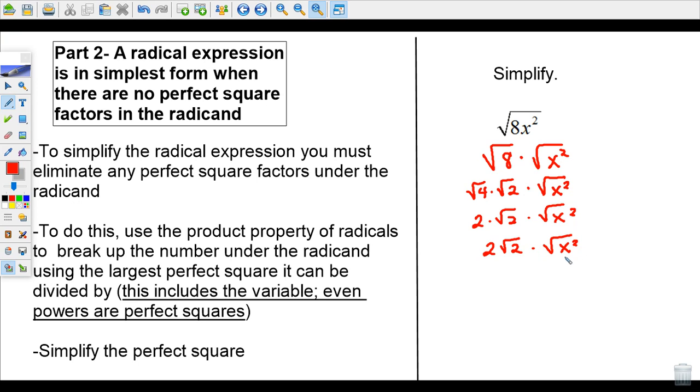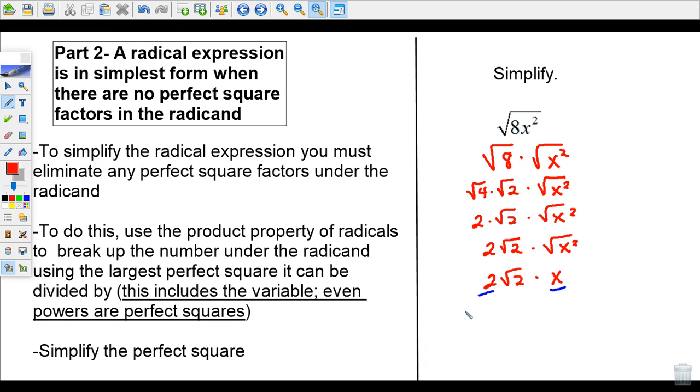Now I'm going to focus on the variable. So the square root of x squared. Luckily, it's an even numbered power here, so we know that that's a perfect square. The square root of x squared is just x, or x to the first, because it's half of 2. So now 2 radical 2 times x. Notice that the 2 and the x do not have a radical symbol above them. So we're going to put them on the outside of the radicand, just next to each other.